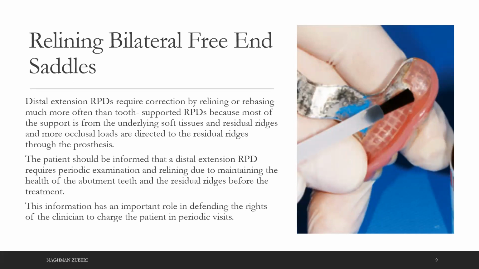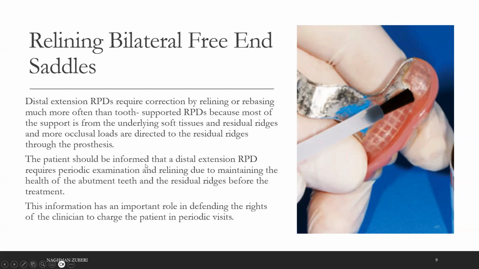Well, once the denture is done, it is placed in the patient's mouth, we have to recall the patient again and again for maintenance purposes. And relining of the bilateral free end saddles could be done if it is required. So distal extension RPDs require correction by relining or rebasing much more often than the tooth supported RPDs because most of the support is from the underlying soft tissues and residual ridges, and more occlusal loads are directed to the residual ridges through the prosthesis.